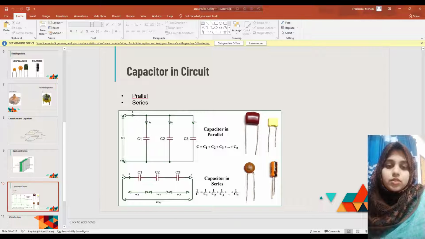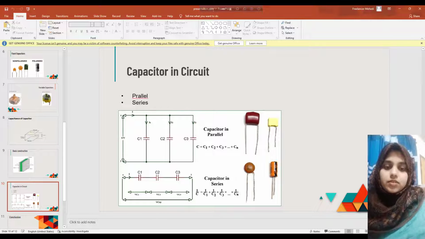The circuit connection of a capacitor. There are 2 types of connection. One is parallel and the other is series. In the parallel connection in a circuit, the voltage remains the same in the whole circuit. The equivalent capacitance of 2 capacitors connected in parallel is the sum of the individual capacitances.